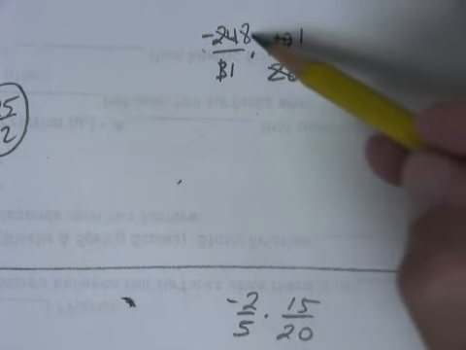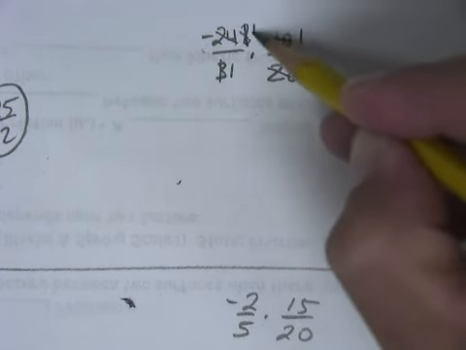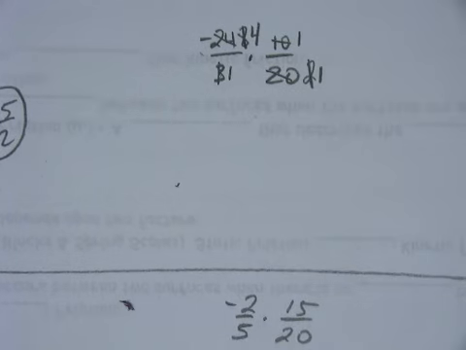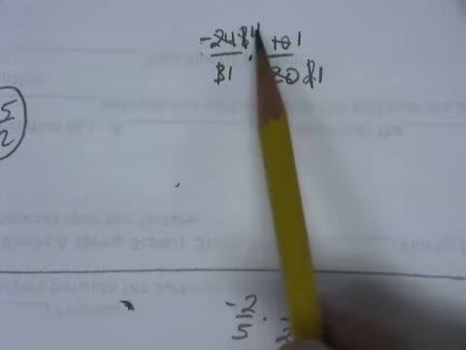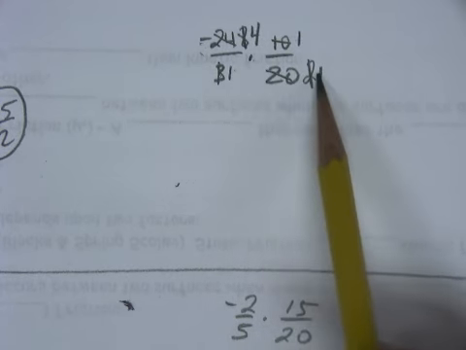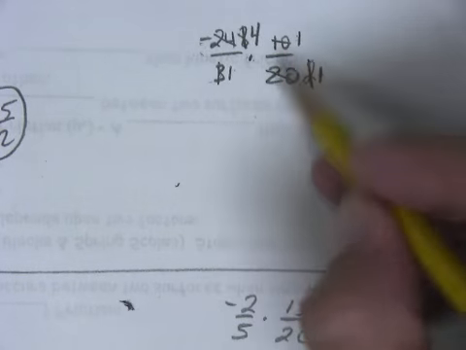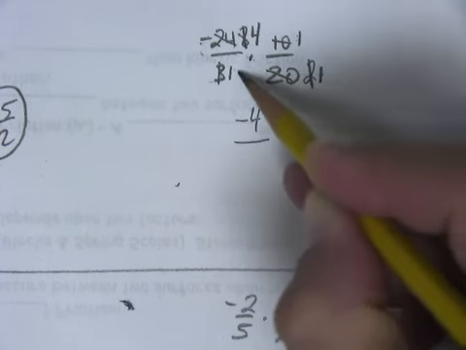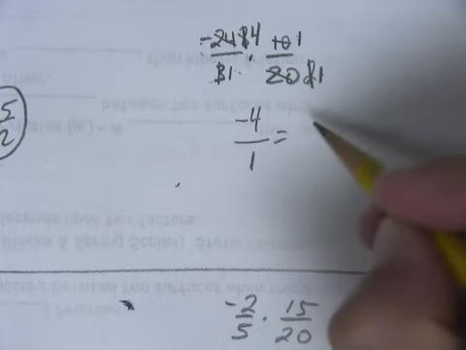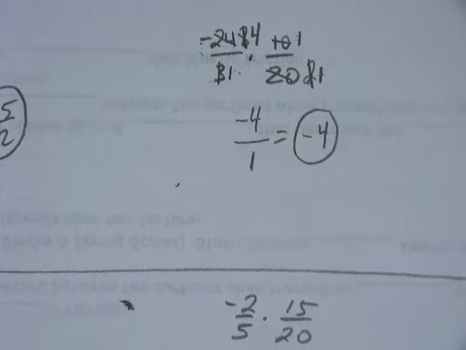I can reduce 8 and 2. So 2 goes into 2 one time, and 2 goes into 8 4 times. So now I have negative 4 times 1 on the top, and I have 1 times 1 times 1 on the bottom. So negative 4 times 1 gives me negative 4. 1 times 1 gives me 1. I need to recognize that negative 4 over 1 is the same thing as negative 4.